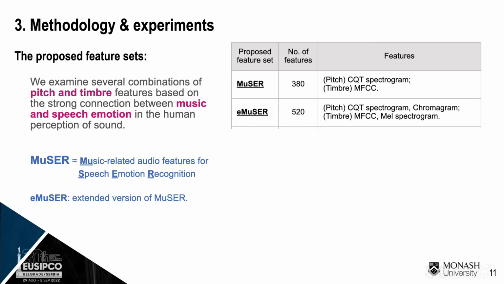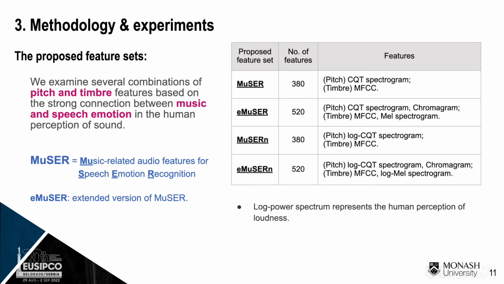when we listen. We also introduced two more variants that use the normalized log power spectrums of the CQT and the MEL spectrogram. The use of log power spectrums is based on the human perception of loudness.